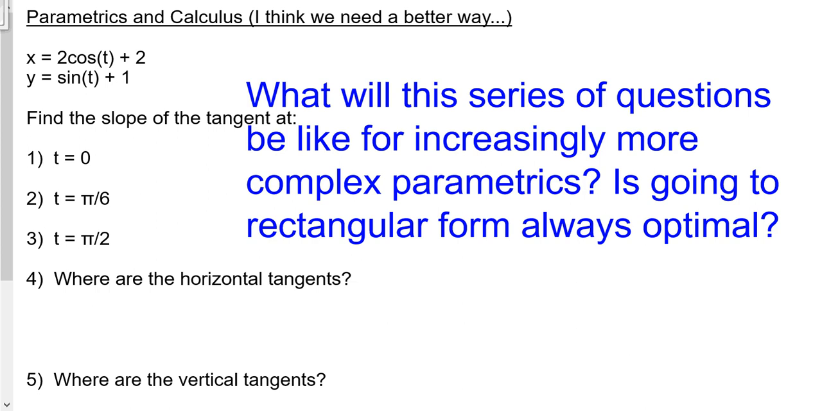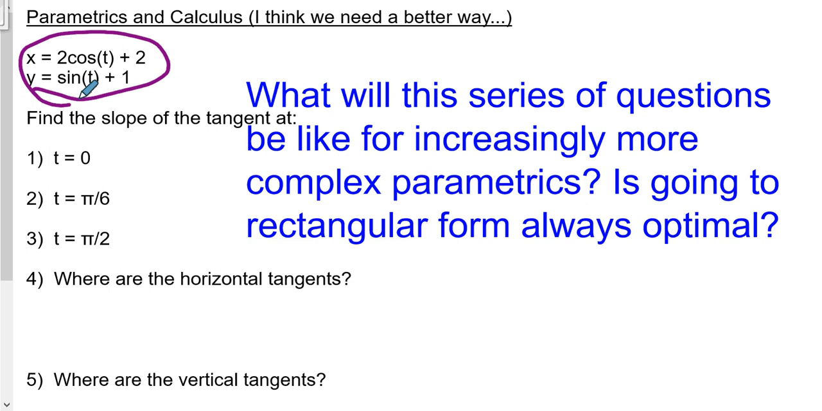Okay, so what will this series of questions be like for increasingly more complex parametrics? Like this is barely more complicated looking, but it's going to be worse, right? Because I can't just think about the unit circle. It's going to be some kind of loop-de-loop thing. I don't know. So is going to rectangular form always optimal?